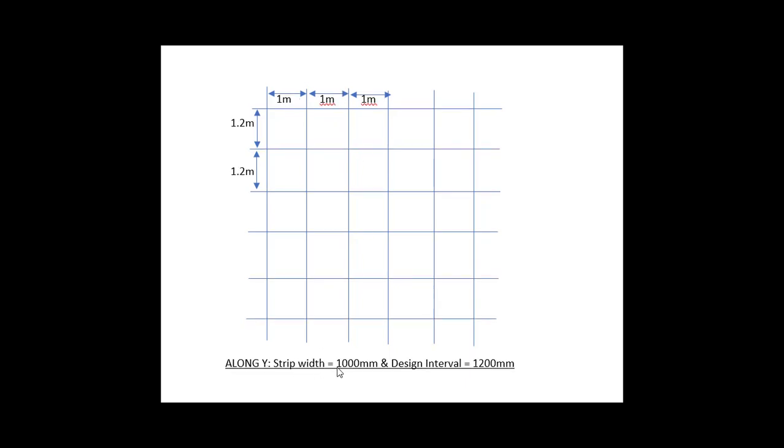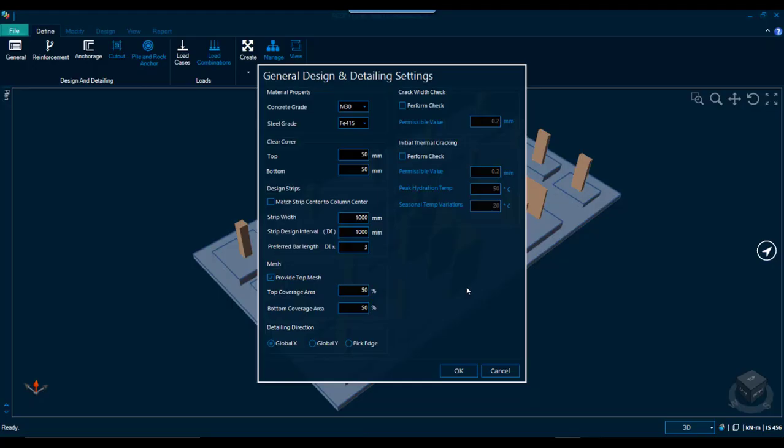Similarly, for Y direction, if my strip width is 1000 and design interval is 1200, then my strip width will be 1 meter along Y direction and 1.2 meter, which is my design interval. So for Y direction, my cube will be 1.2 by 1 for the design.